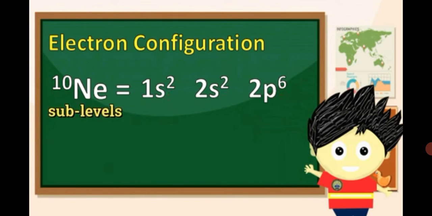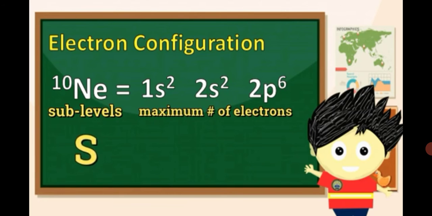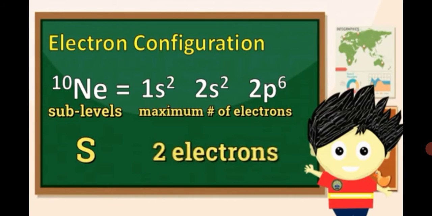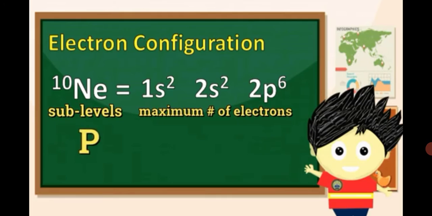Ang bawat sublevel ay may kanya-kanyang maximum number of electrons na kayang i-accommodate o hawakan. Halimbawa, ang S sublevel can accommodate a maximum of 2 electrons. P sublevel can accommodate a maximum of 6 electrons. D sublevel can accommodate a maximum of 10 electrons. And lastly, the F sublevel can accommodate a maximum of 14 electrons.